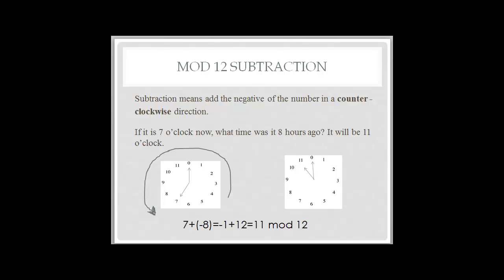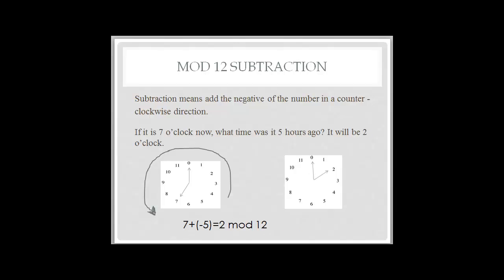All right, so using our same numbers, if it's 7 o'clock now, what time was it 8 hours ago? Well, if we look here, we're going to take 7 and add the negative, because we're going counterclockwise. So 7 plus minus 8 is minus 1. And because we're going counterclockwise, we're going to add the mod that we're in, and we're in mod 12, so we're going to add 12. That brings us to 11. So that's our answer. It's going to be 11 o'clock in mod 12.